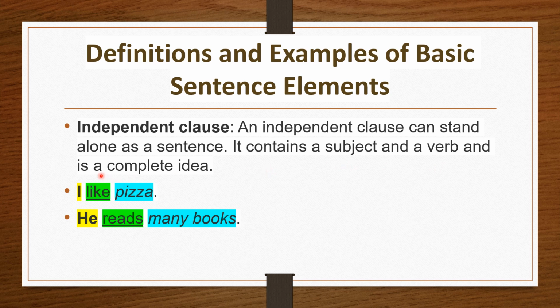Like for example, I like pizza. This is an independent clause. It gives you a complete meaning and this is a full sentence. Okay. He reads many books. This is also an independent clause.